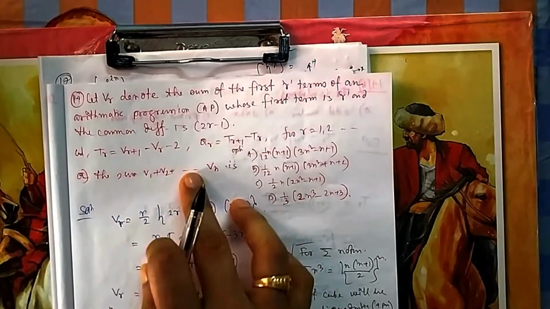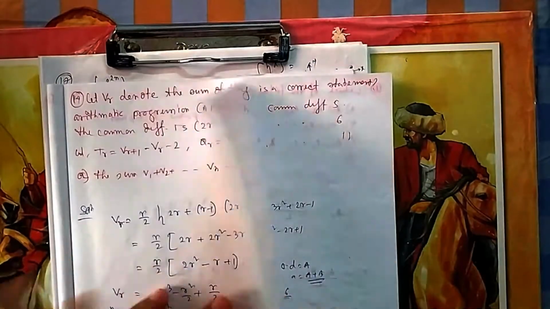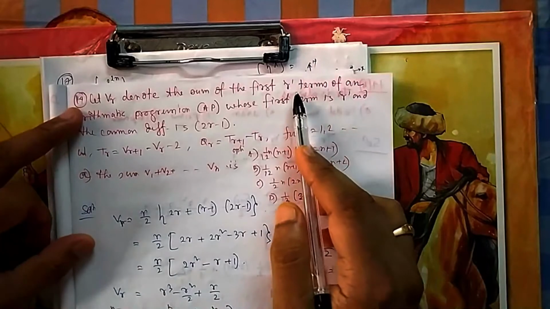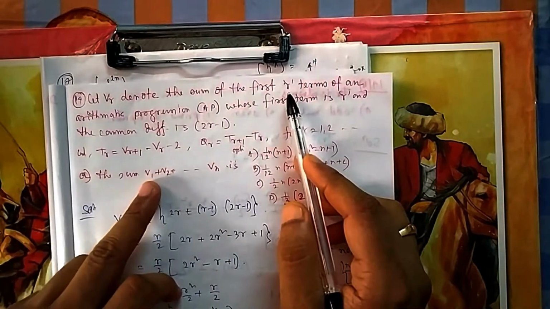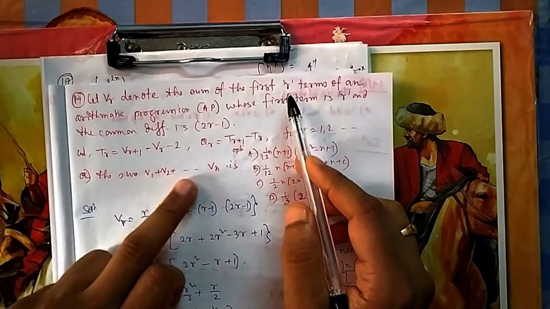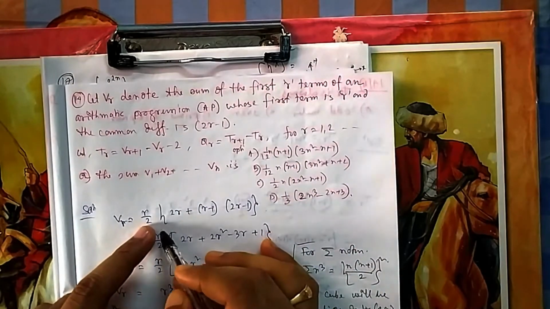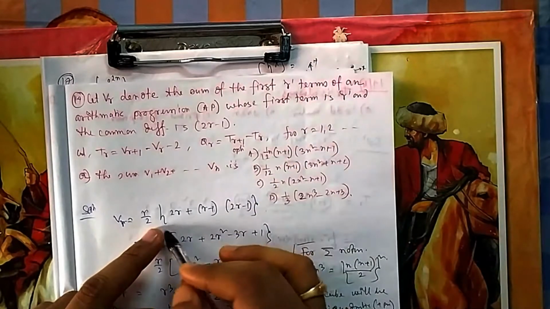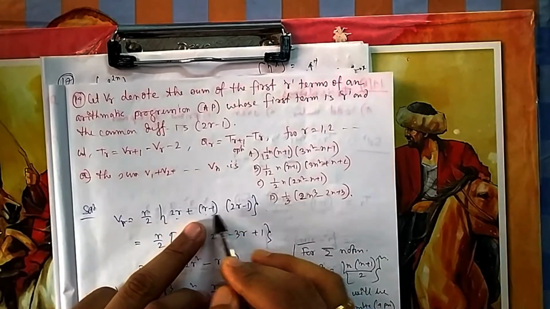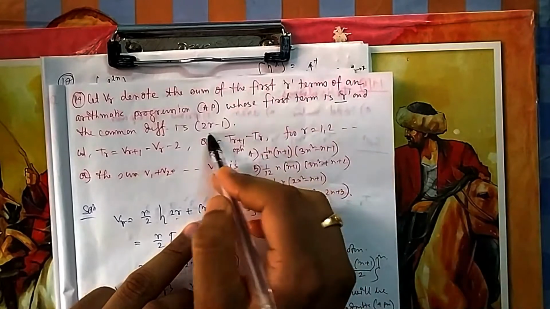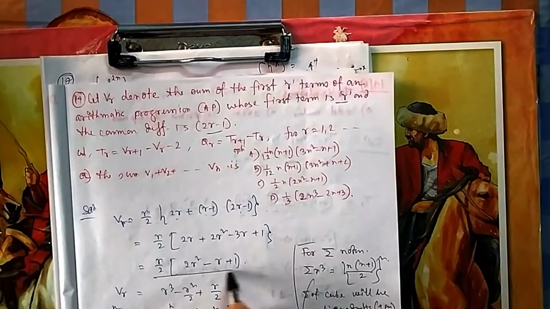They have not mentioned anything else in the first question, so let us concentrate on V only. VR denotes the sum of first R terms. So they are asking V1 plus V2 up to the first n terms, the summation. So what is VR therefore? VR is the sum of R terms, so that is R by 2, because it is AP, R by 2 into 2A plus R minus 1 into D. D they have given, A they have given. So if you put the formula, this is your VR.